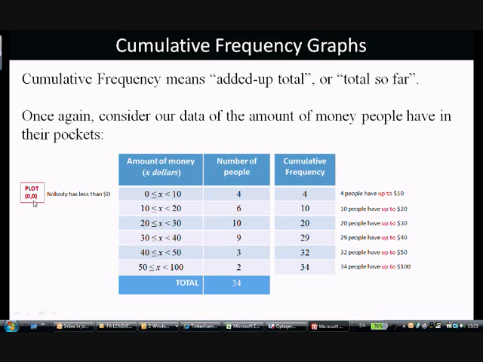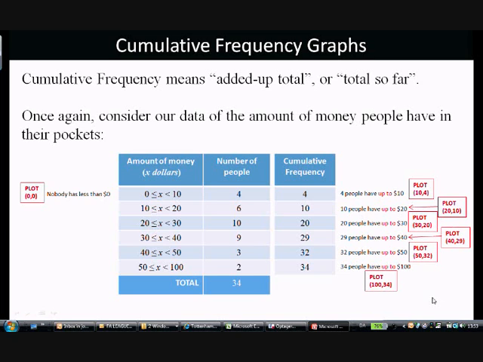And that graph is going to have 0, 0 on it to represent that no people and no dollars are a pair. It's going to have 10, 4 on it to represent that $10 is an amount of money that 4 people have up to. It's going to have 20, 10 on it to represent that $20 is an amount of money that 10 people have up to. And then so on like that for each group. And it's going to tell you how many people have up to that certain amount of dollars. So just write that down.